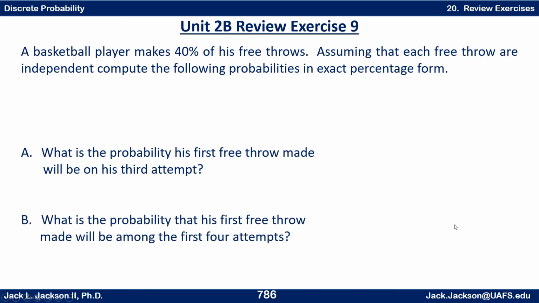All right, now let's do some real-world applications. A basketball player makes 40% of his free throws. Assuming that each free throw is independent, compute the following probabilities in exact percentage form. What's the probability that his first free throw made will be on his third attempt? And what's the probability his first free throw will be made among the first 4 attempts? So what do we have to do? We have to decide what kind of distribution this is, which function or program to pull up on the computer or calculator, what numbers to put in, and how to interpret the output.